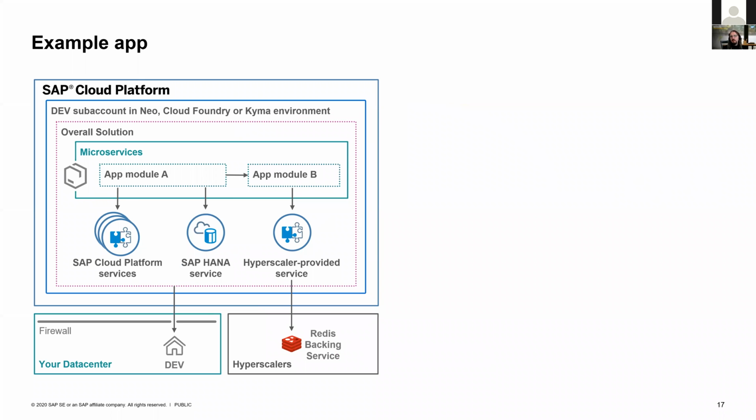Here I depicted one example application following the microservices approach. We see the overall solution comprises several microservices, meaning app modules you have developed. You might also use some of the SAP Cloud Platform services, for example for workflow or scheduling. We have a lot of different services which you can easily use and benefit from in your application accordingly. You will have some kind of persistency, for example the SAP HANA Cloud Service, or you might also use hyperscaler provided services like backend services there.